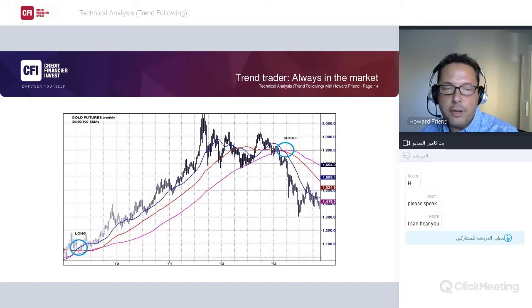So the trend trader here has gone long in here, and they've gone short in here. They've captured a good swathe of this uptrend. They've not got in at the absolute low or out at the absolute high, or got into the new short position at the absolute high. They've got in on the reversal signal.